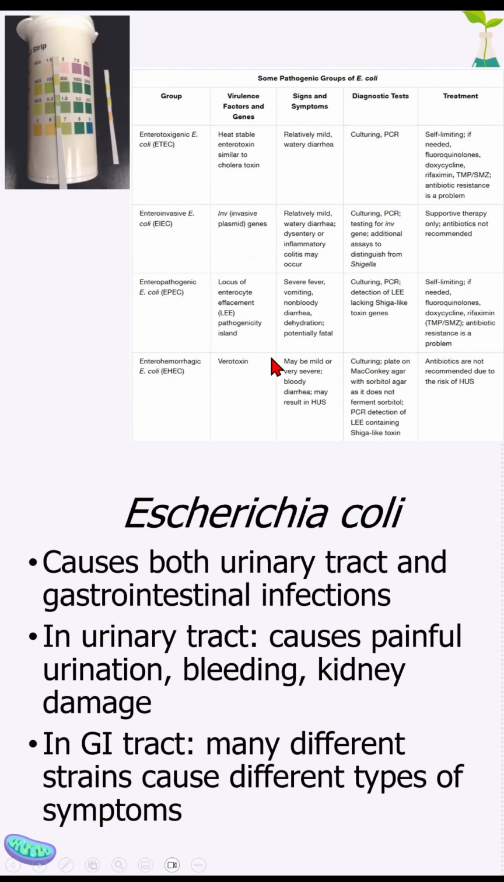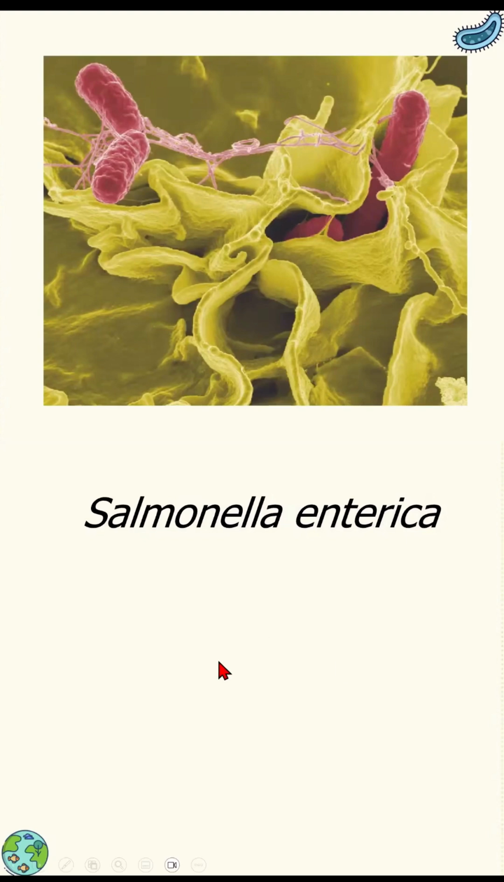So as you can see, different strains of E. coli have different genes that allow them to infect in different ways, which gives you different types of symptoms. So whether it's just diarrhea, diarrhea with fever, vomiting, bloody diarrhea, there's all different types. So that is E. coli in a nutshell. Let's move on to Salmonella. Salmonella enterica specifically is the main species of Salmonella that we see causing food poisoning.